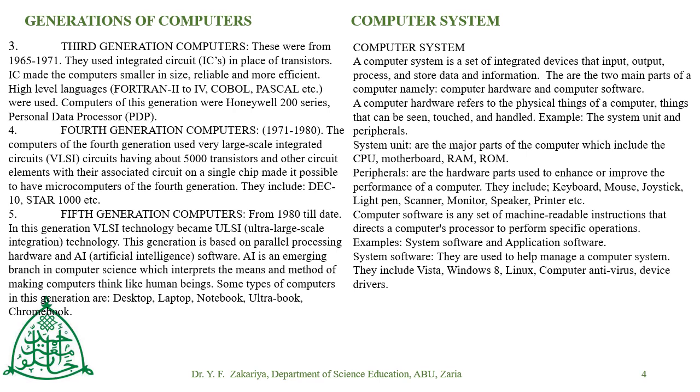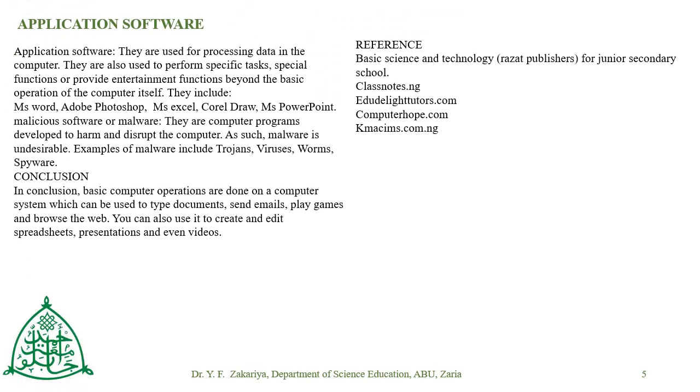Computer software is any set of machine-readable instructions that directs a computer's processor to perform specific operations. Examples are system software and application software. System software is used to help manage a computer system and includes Vista, Windows 8, Linux, and computer antivirus. Application software is used for processing data in the computer.